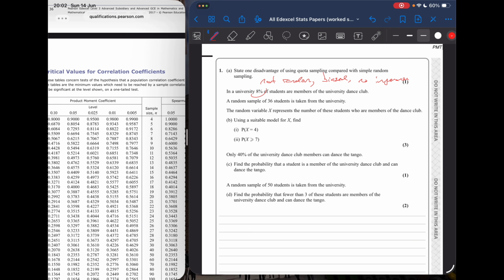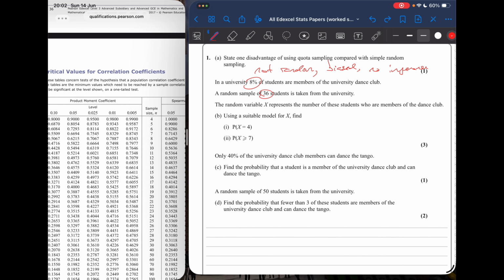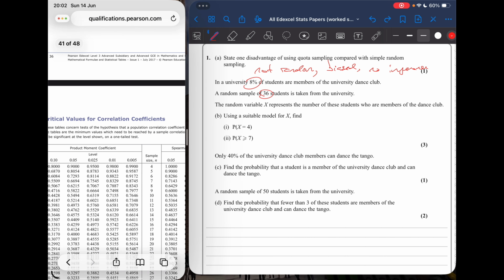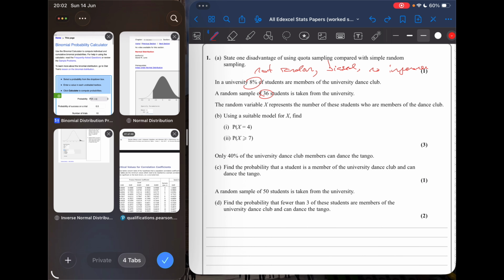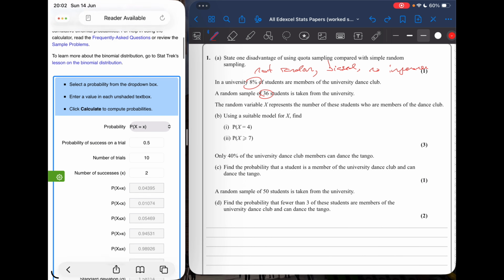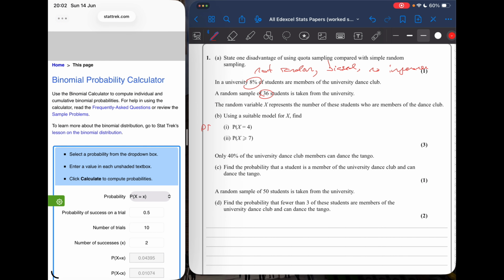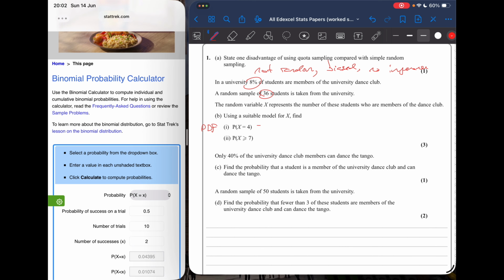Next bit then, in a university, 8% of students are members of the university dance club. A random sample of 36 is taken from the entire university. X represents the number of those students who are members of the dance club. Using a suitable model for X, find the probability that X is 4. So we want our binomial calculator. We want to get the PDF. So this being equals is PDF, yeah?